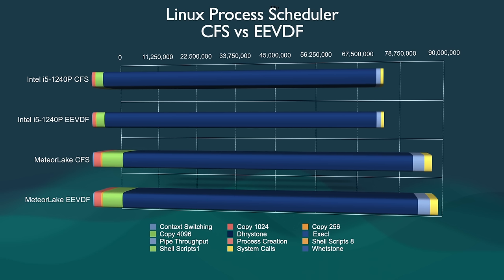Now, I did notice some weird behavior with CFS when it was doing things like pipe throughput. The numbers were lower there on CFS than EEVDF. So yeah, you may encounter that as well.